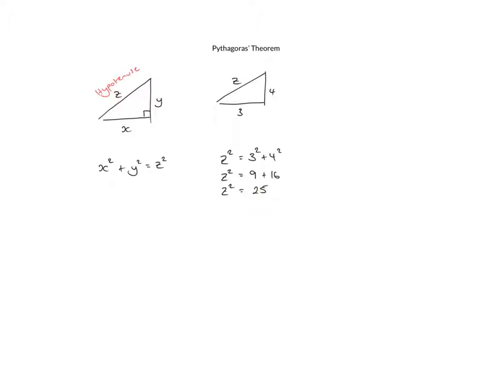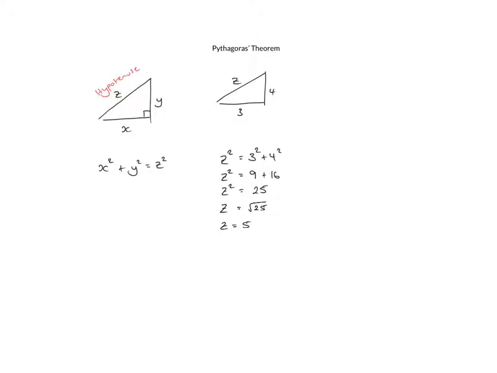In order to undo a square, in order to get rid of that square, we need to do the opposite. And the opposite of squaring something is to take the square root. So the next thing we need to do is to square root both sides. If we do that, the square disappears, and we end up with the square root of 25 on the right-hand side. And the square root of 25 is just 5, because 5 squared is equal to 25.